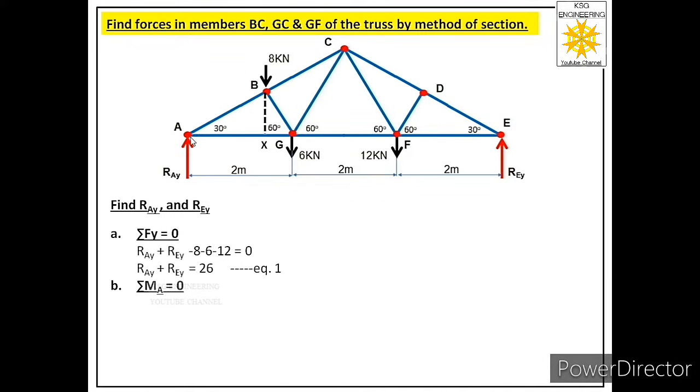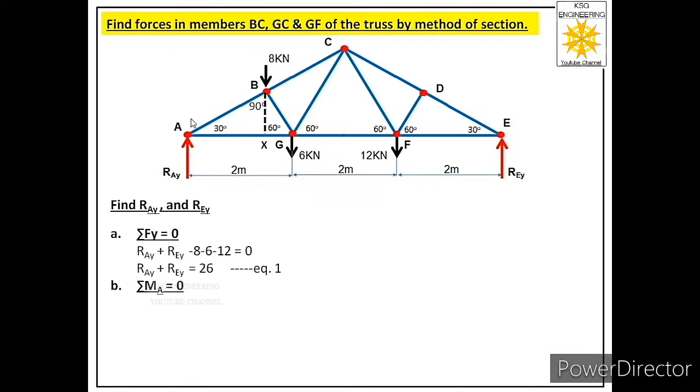Now if we want to find AX, then we have to work on this triangle ABG. In this triangle, we know these two angles, 30 degrees and 60 degrees. It means this angle will be 90 degrees. So triangle ABG is a right angle triangle. And in this right angle triangle, we know this angle, we know this hypotenuse. It means we can find this perpendicular BG.